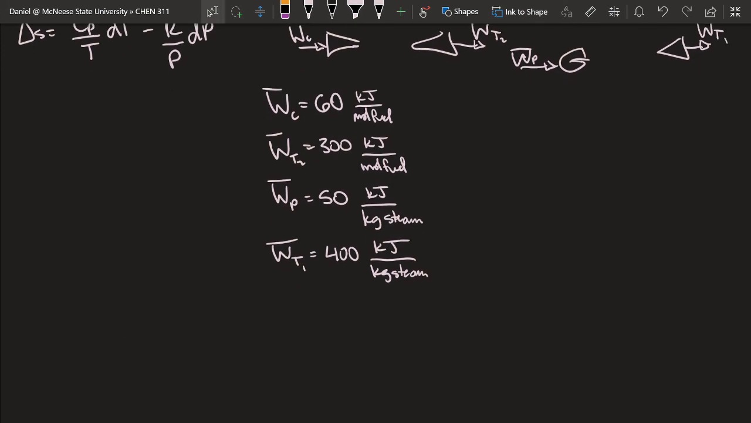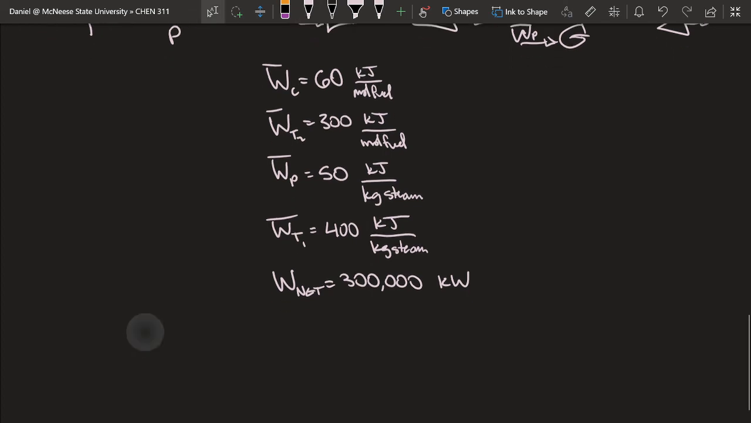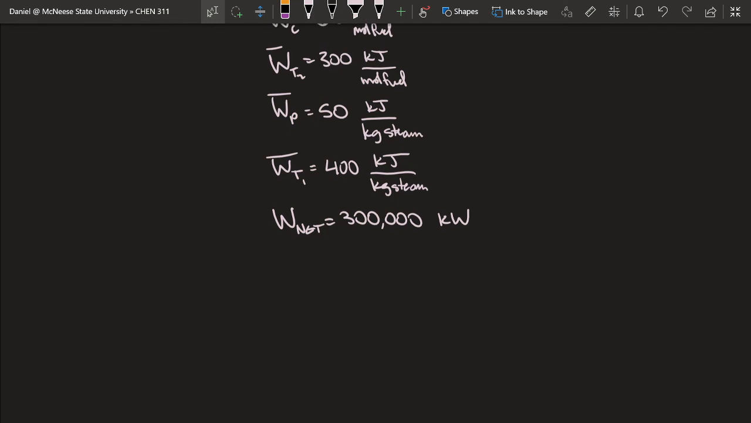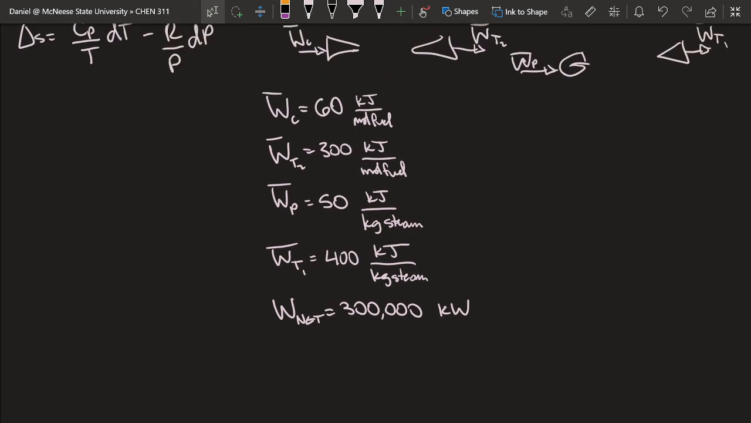All right, so our work net is equal to 300,000 kilowatts, or 300 megawatts. And so what we did inside of those heat exchangers was we found the mass ratios between mole of fuel per kilogram of steam.